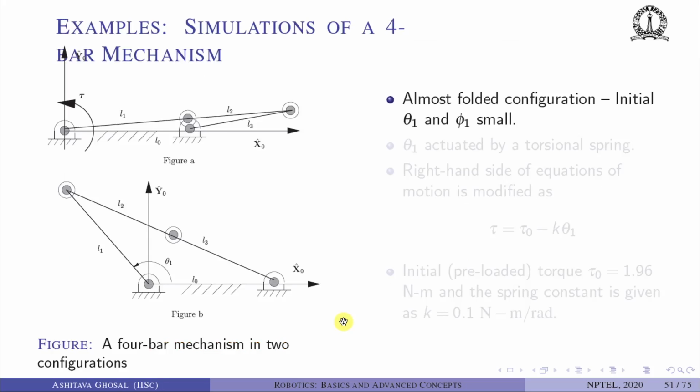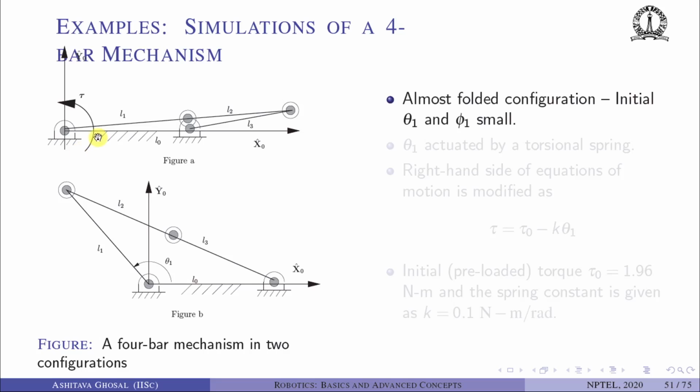Let's look at the example of the 4-bar mechanism. So we will start with the 4-bar mechanism, which is almost completely folded. This comes from one of the problems which we had done earlier, where a mechanism is initially folded and then you actuate one of the joints and see how long it takes to unfold, or to deploy. So this is L1, L2, L0, and L3.